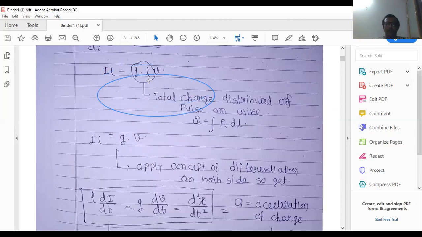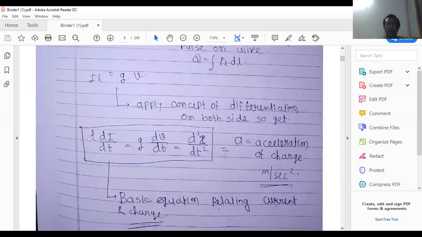So ql into v: the total charge distributed on the pulse on the wire, q equals the integration of rho l dl. So l di by dt is equal to q dv by dt. Why? Because we applied differentiation on both sides. So dv by dt is known as acceleration, and v is the velocity changing with respect to time.